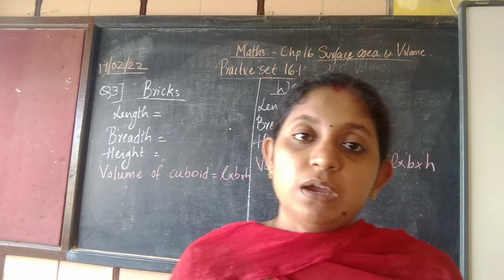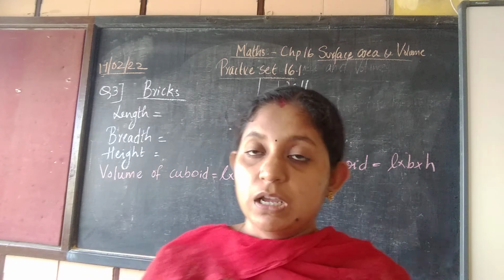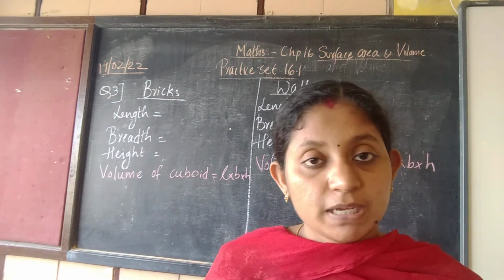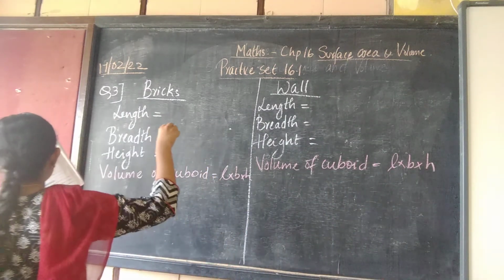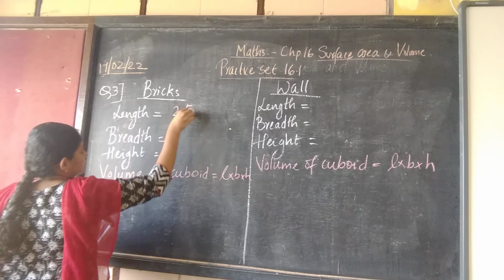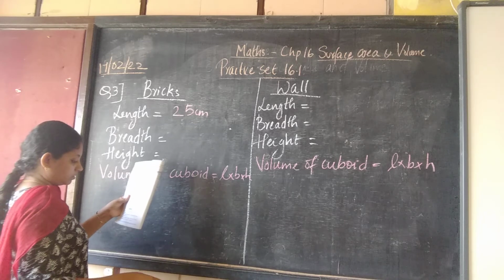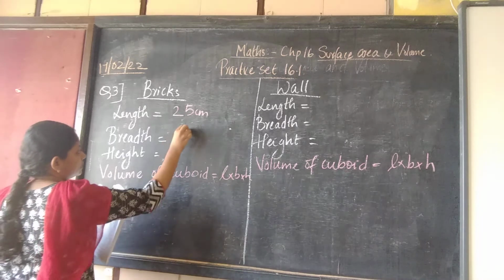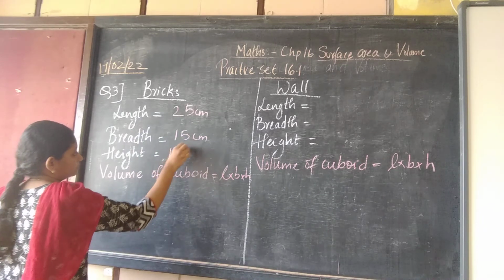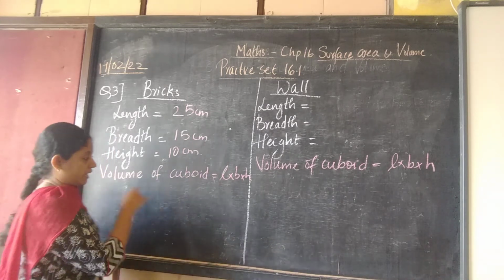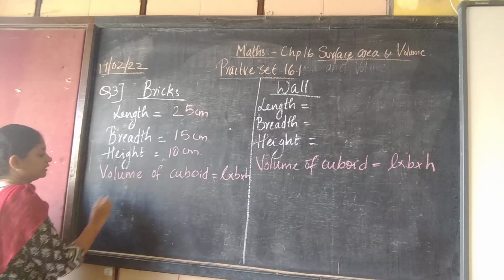So what are we going to do? While calculating for the wall, we are going to multiply the length, breadth and height by 100. But the length, breadth and height of the brick are already in centimeters, so we can find the volume. What is the length given? 25 centimeter. What is the breadth given? 15 centimeter. And what is the height given? 10 centimeter. Okay. And volume of cuboid is length into breadth into height. So we can solve it further.